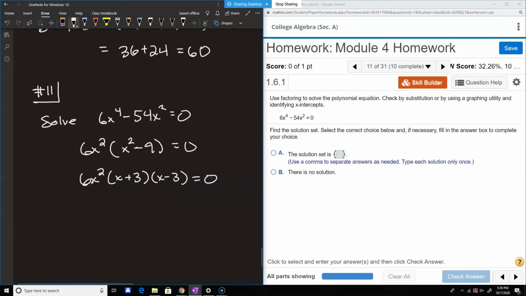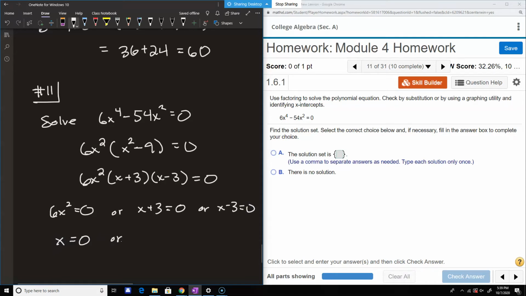And then you can use the zero product principle on each part. Three things multiplied together that are 0, one of the three factors must be 0. So 6x squared equals 0, or x plus 3 equals 0, or x minus 3 equals 0. So the only way 6x squared is 0 is if x is 0.